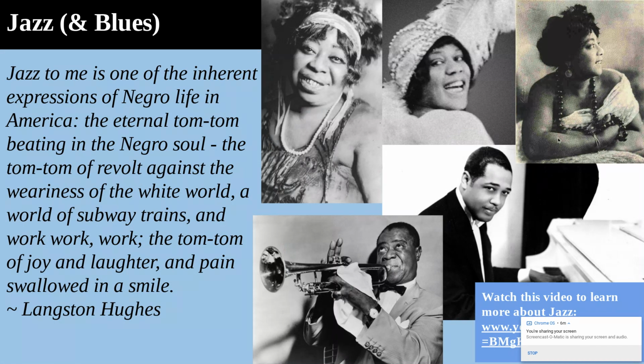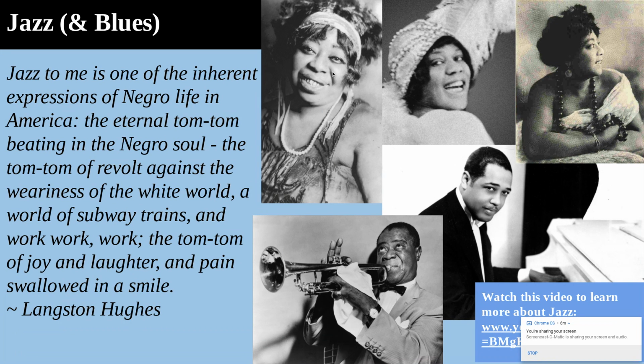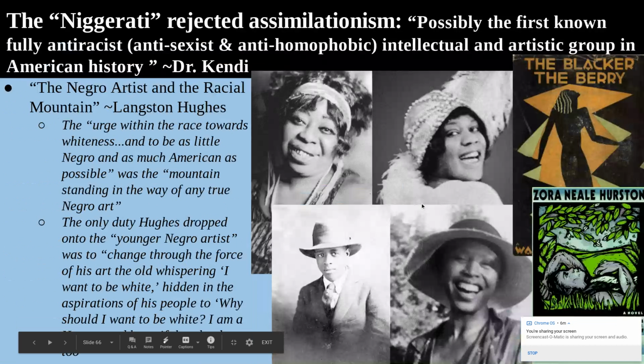And some of the main figures here, and I encourage you to check out this video and go to the playlist to listen to some of these artists. Gertrude Ma Rainey, who was a queer Black jazz artist, blues artist, and Bessie Smith, Louis Armstrong, Duke Ellington. These are some of the more famous jazz and blues artists. I'll talk about Ma Rainey in a little bit.